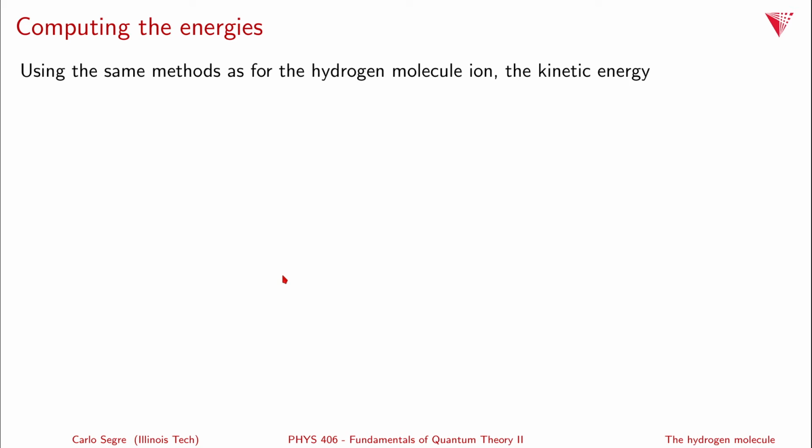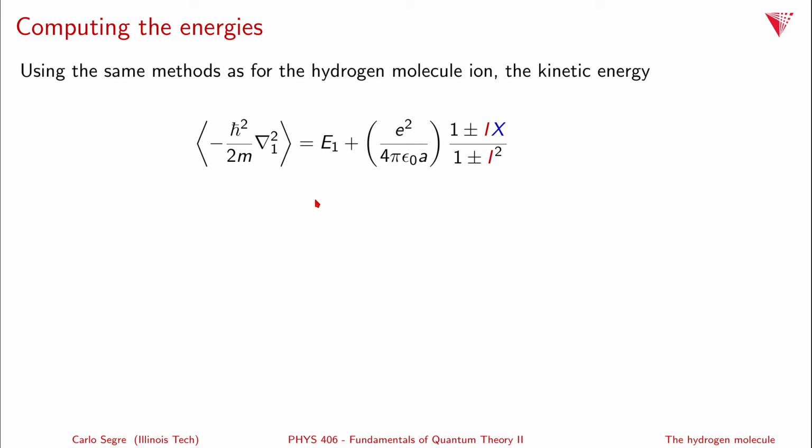We can use the same method as for the hydrogen molecule ion to get the total kinetic energy, which is going to be the expectation value of minus h bar squared over 2m del squared for particle 1, electron 1, is equal to E1, the energy of the hydrogen atom, times e squared over 4 pi epsilon naught, times 1 plus or minus I times the exchange integral, divided by 1 plus or minus I squared. We don't need to do that calculation again, but we note that this is going to be the same thing for the second electron. So this is also equal to the kinetic energy of the second electron.